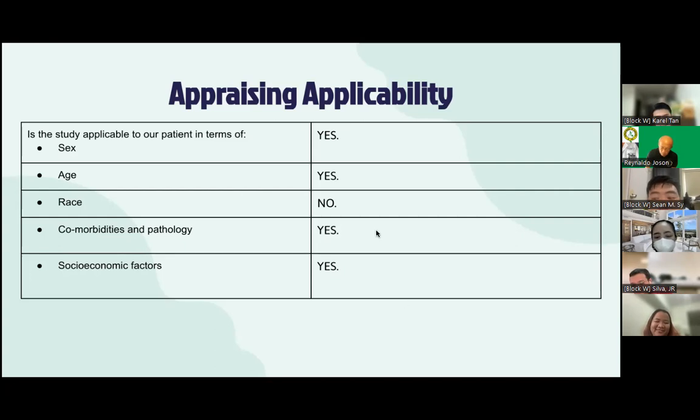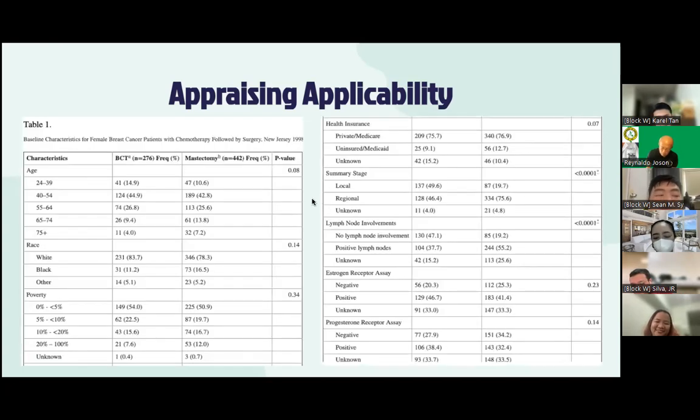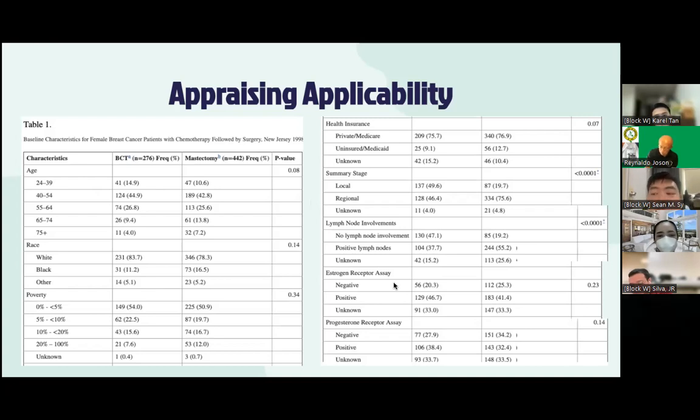So this is the table listing the baseline characteristics of the female breast cancer patients with chemotherapy following surgery, from 1998 to 2003 in New Jersey. It covers female patients, which is applicable to our patient. 26.8% of the breast conservation therapy group and 25.6% of the mastectomy group were within the age group of our patient, which is 55 to 64, given that our patient is 59 years old.